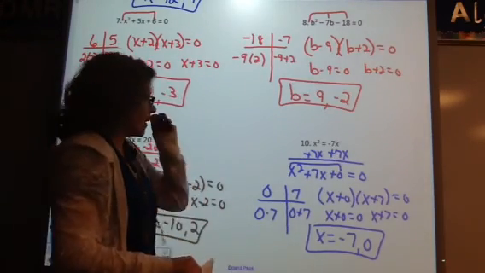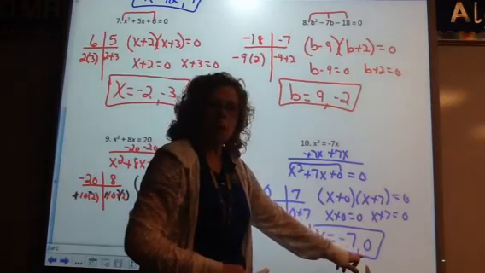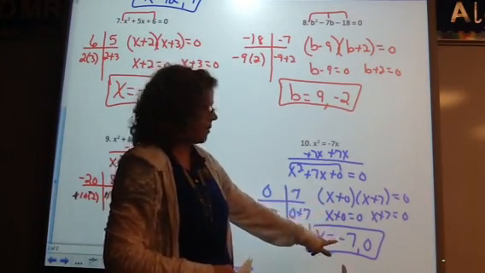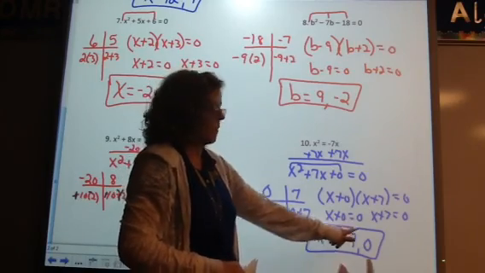Class, on this one, you do have to have 0 as part of your solution because x plus 0 is one of your binomials, okay? So the solution is not just negative 7, it's negative 7 and it's 0.